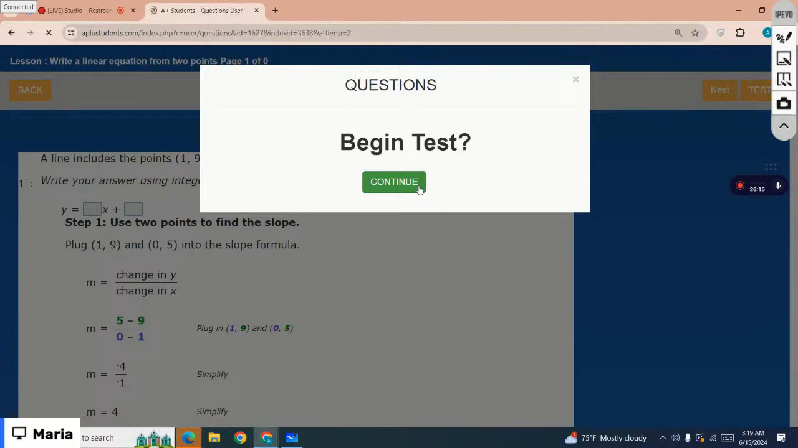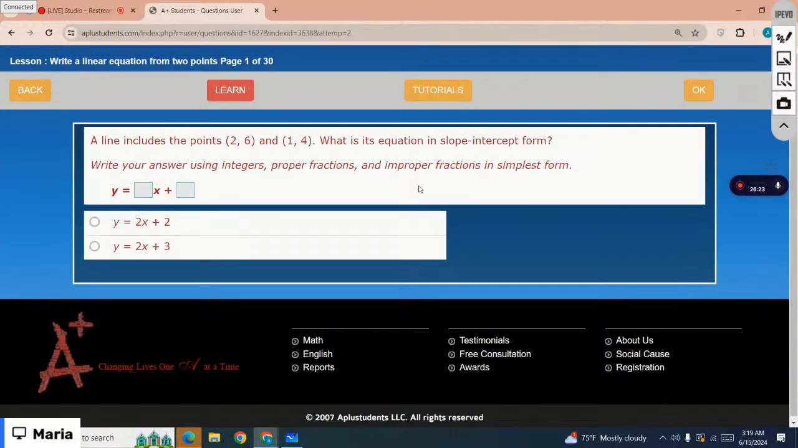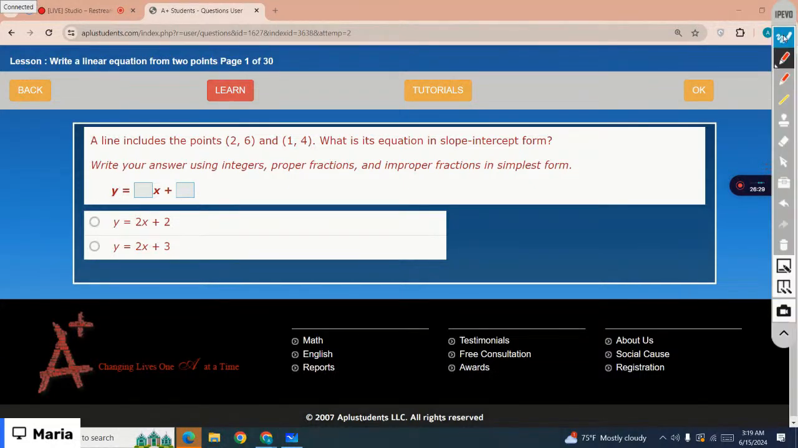Okay, the points are (2, 6) and (1, 4), and what is its equation in slope intercept form? So you're given 2 points. First thing is calculate the slope, right? The slope is change in y.